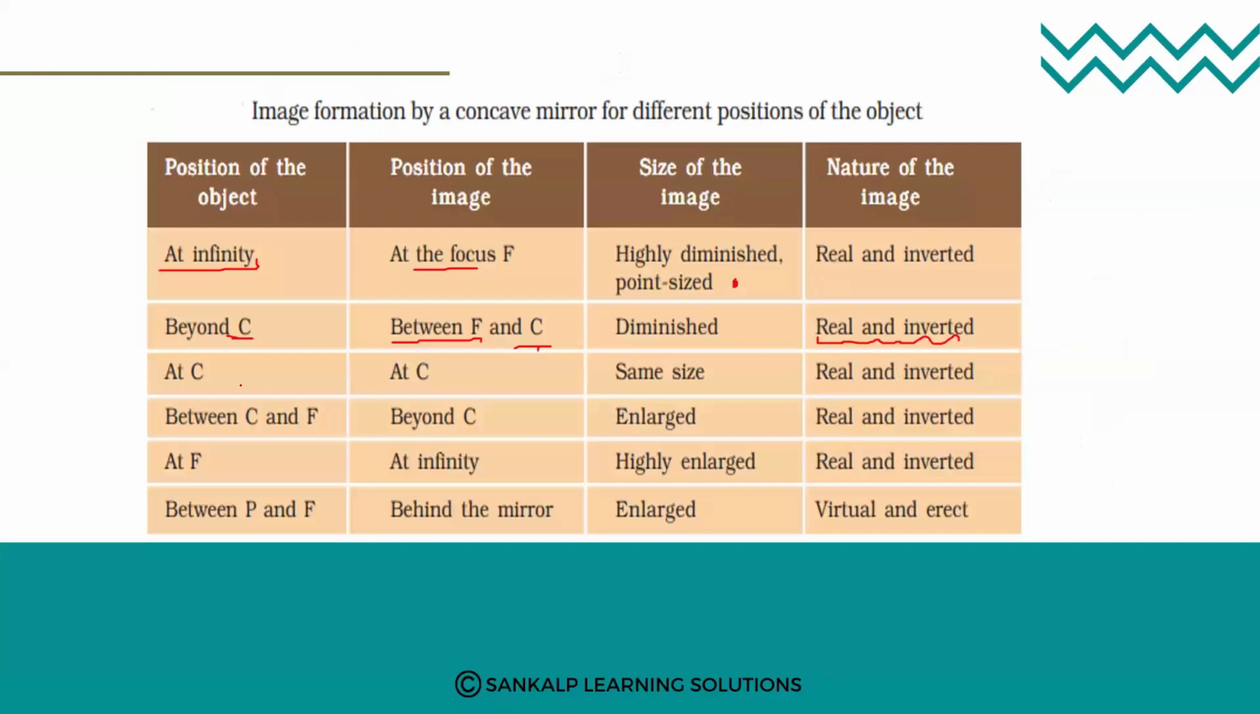Here, when you keep your object at point C, this is very, very important. And this question was asked in the previous year examination. When you keep your object at C, then where will you get the image? At point C only. And the image is of the same size as the object, and it is real and inverted. Real and inverted.